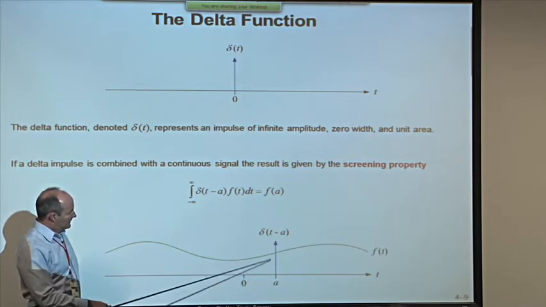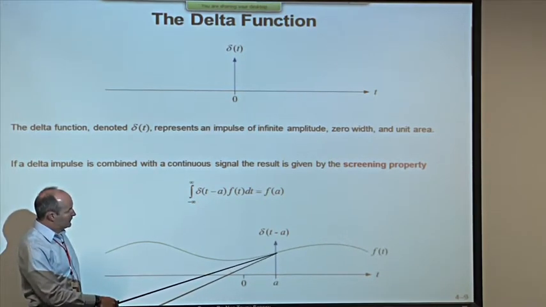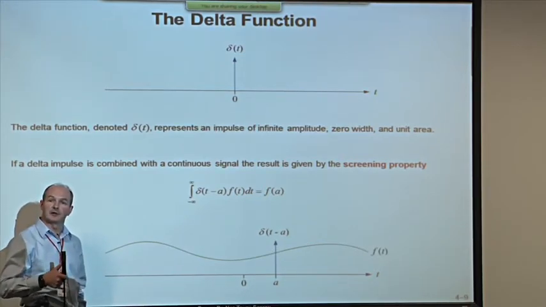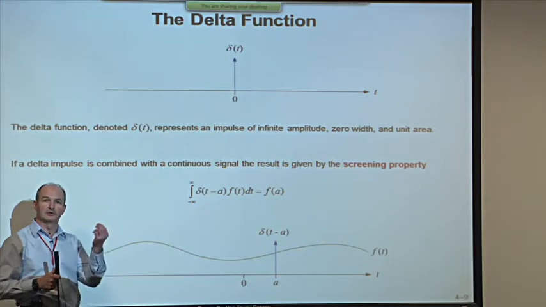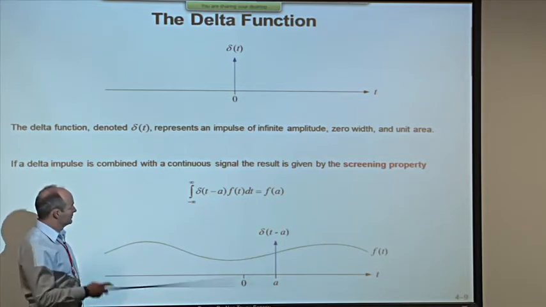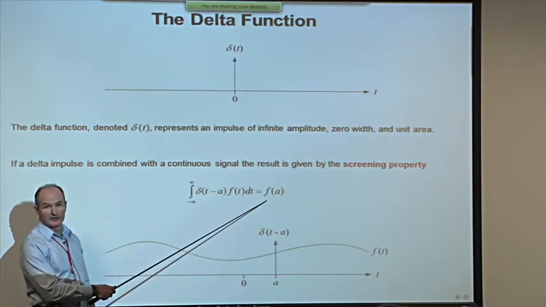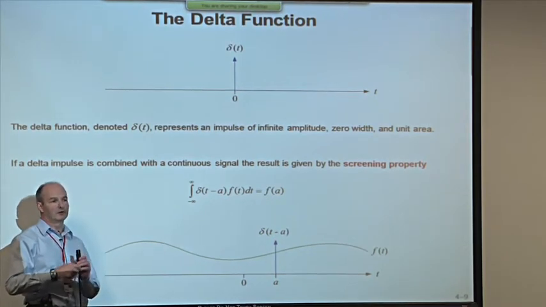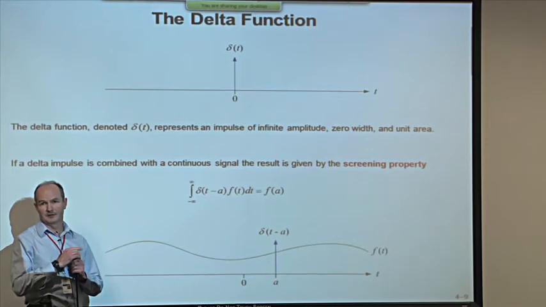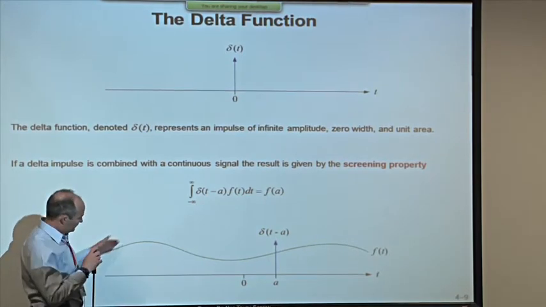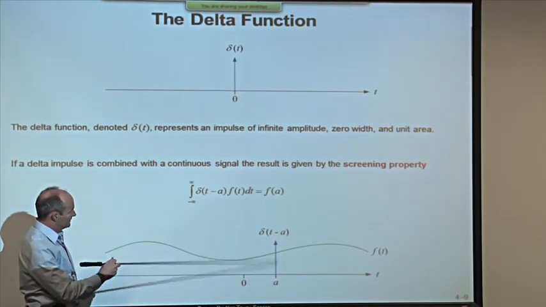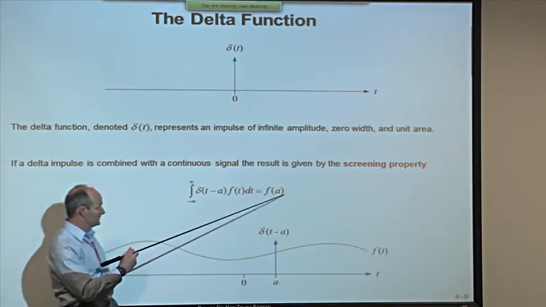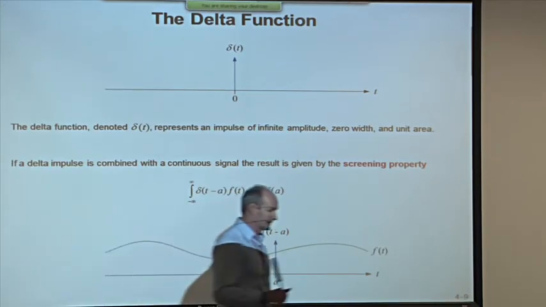And what you get, in fact, is nothing more than the value of the continuous function at the instant at which you apply the delta function, the instant at which you combine the two. This is captured in what's called the screening property of the delta function. And the reason that this is important is it makes a very good model of a sampler. Because we've got a continuous function coming in, the sampler is modeled by, in this case, a delta function at time t equals a, and the result is just the value of the continuous function at that time.